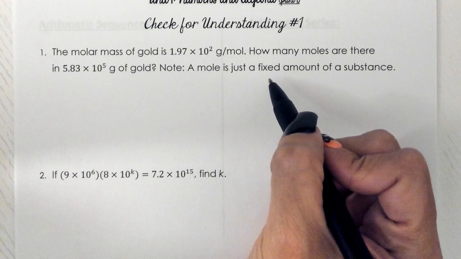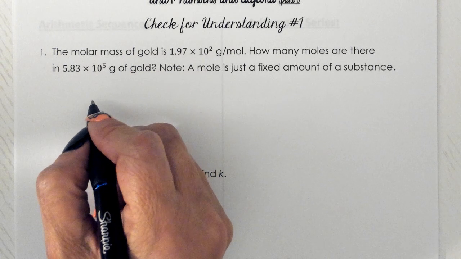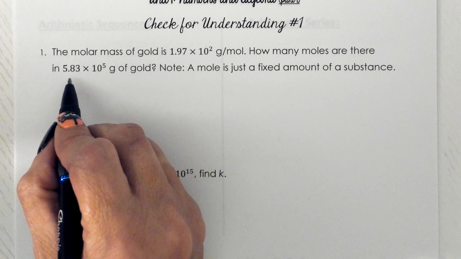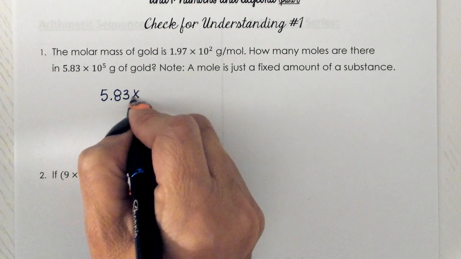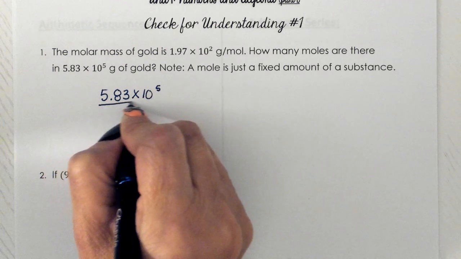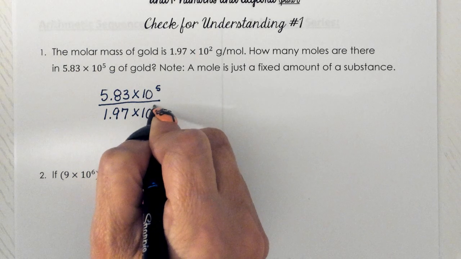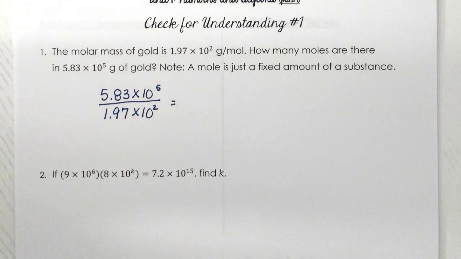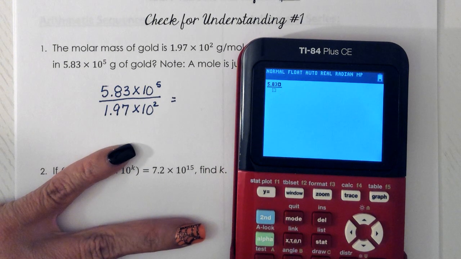A mole is just a fixed amount of a substance. So if the molar mass of gold is 197 grams, how many moles are there in this? Couldn't I just take 5.83 times 10 to the 5th and divide it by 1.97 times 10 squared to see how many I get? So I'm going to do 5.83 times 10 to the 5th power on top, and on the bottom 1.97 times 10 to the second.